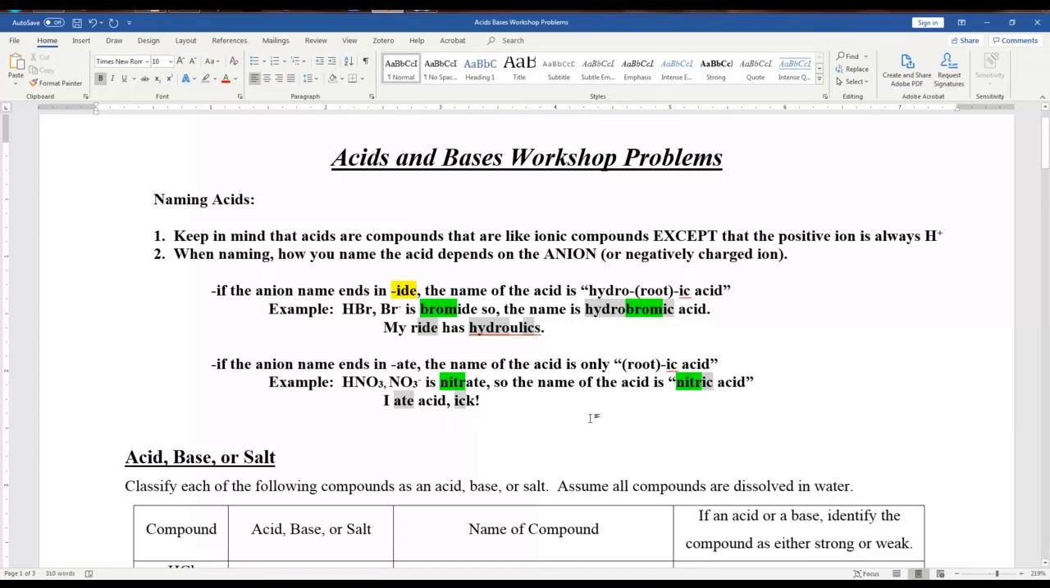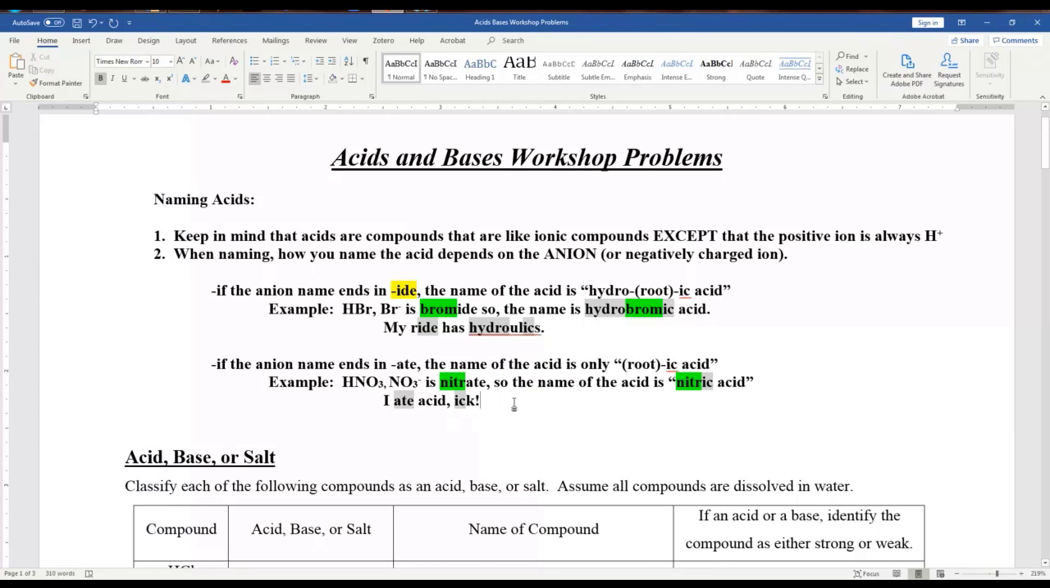What if I ate acidic lemon? Yeah, that works too. That would work. It's acidic lemons. So I ate acid, ick.